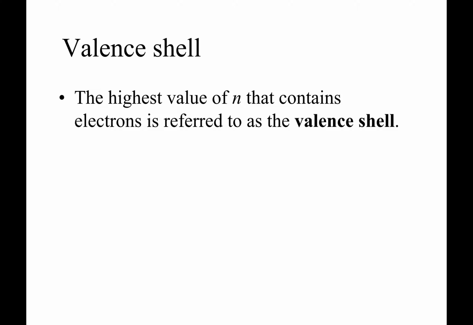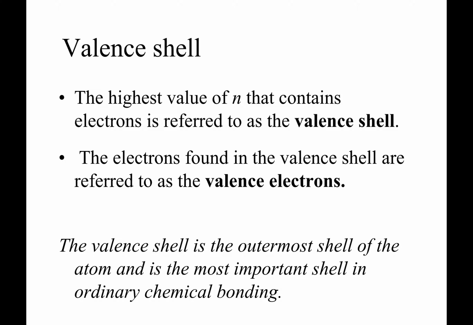I brought this because I thought it'd be easier to talk about valence shell electrons. The valence shell electrons are those with the highest n. So if I just pick on, let's look at Te. That's tellurium. I get my symbols mixed up.